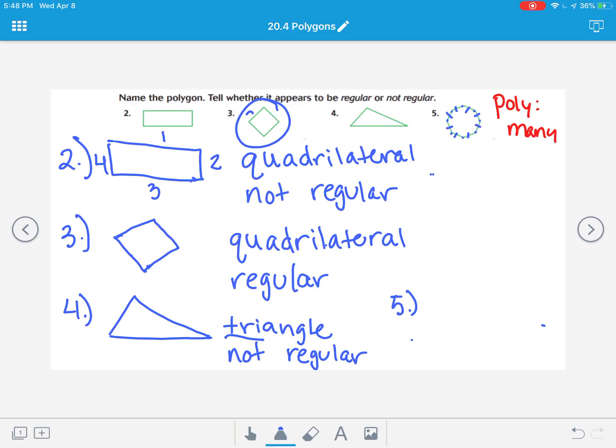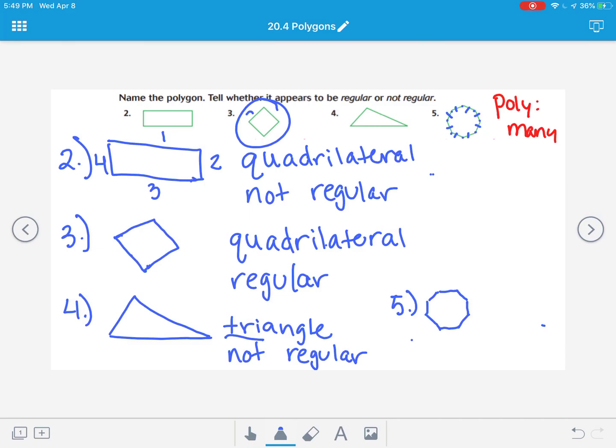Okay, just had to make sure. Yes, there are 8. Oops, so sorry. There are 8 sides to this figure.